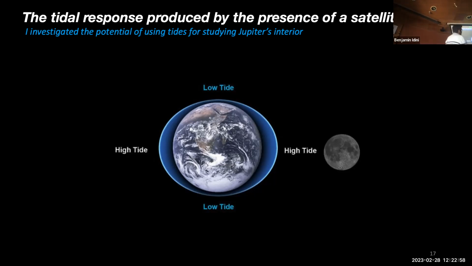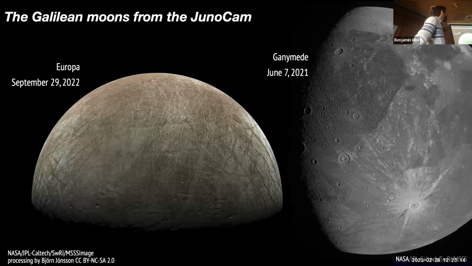And of course, we have the Earth here. There's a tidal bulge from the ocean due to the presence of the Moon. The same thing happens on Jupiter. Instead of the Moon, we have way more moons. We have tens of moons. The most important are the Galilean satellites, depicted here on fresh new images.